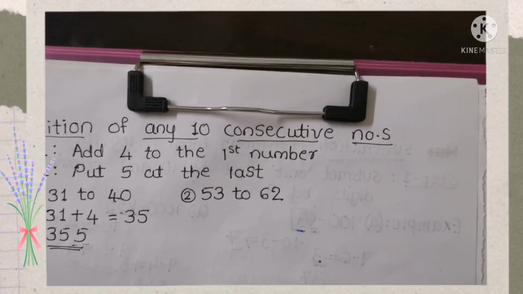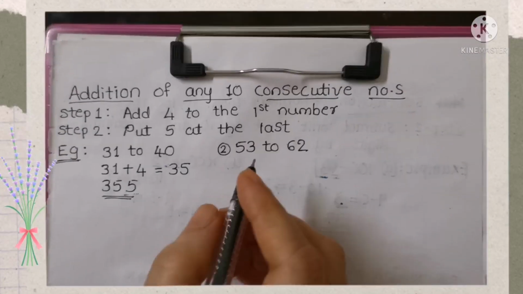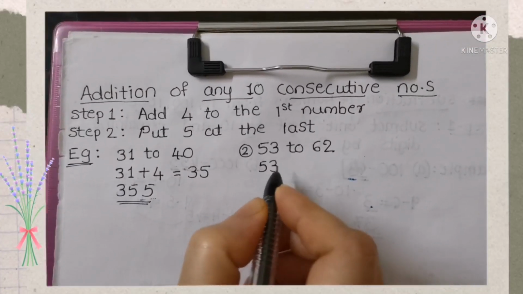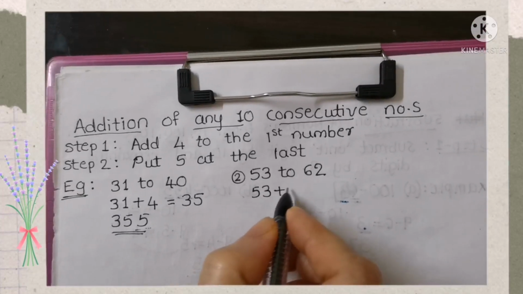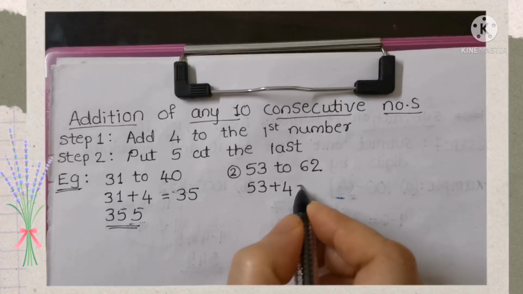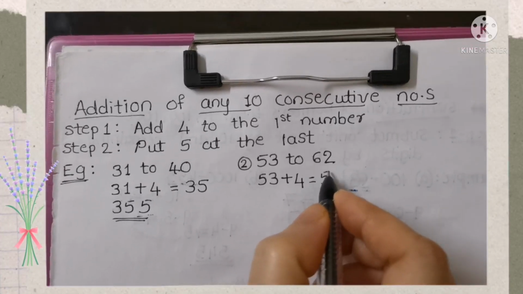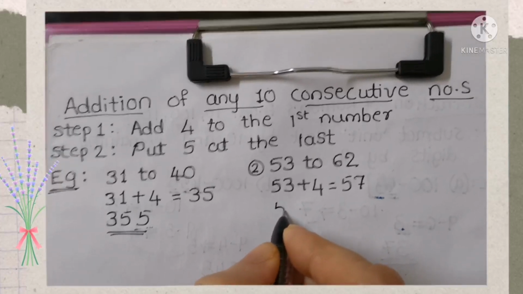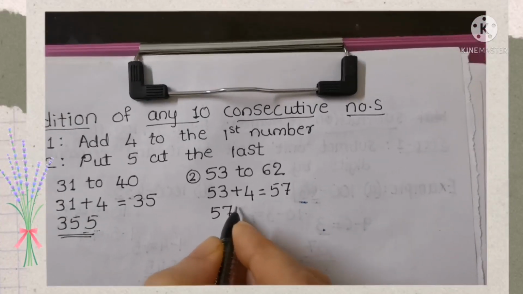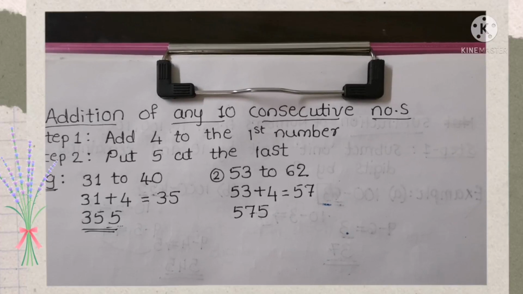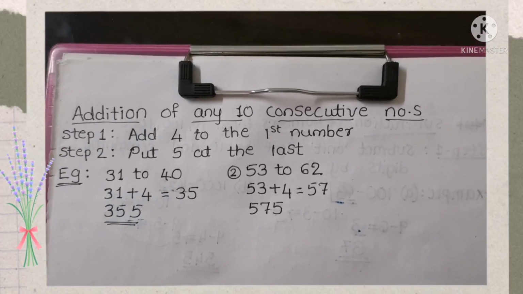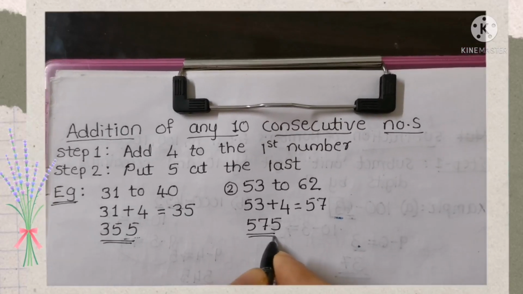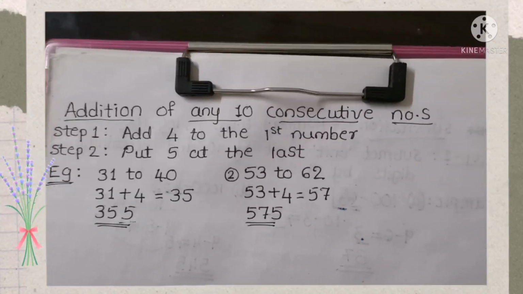So let's take one more example. We will take 53 to 62. As we saw in step 1, we have to add 4 to our first number, that is 53. Adding 4 to our first number, we get 57. Now in our second step, we have to put 5 at the last. So our answer for adding 53 to 62 is 575.